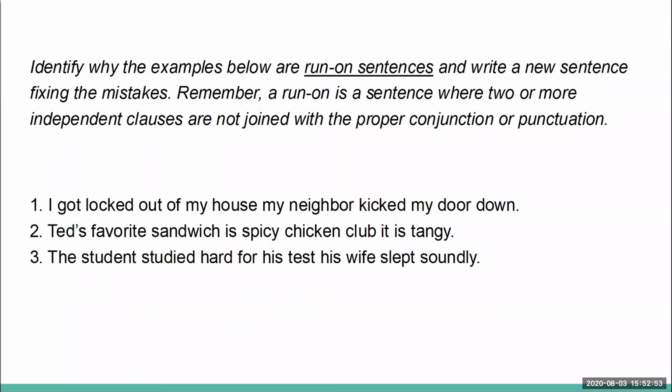Now let's work on some run-ons. Identify the examples below that are run-on sentences and write a new sentence fixing the mistakes. Remember, a run-on is a sentence where two or more independent clauses are not joined with the proper conjunction or punctuation. Pause the video until you're ready to move on.